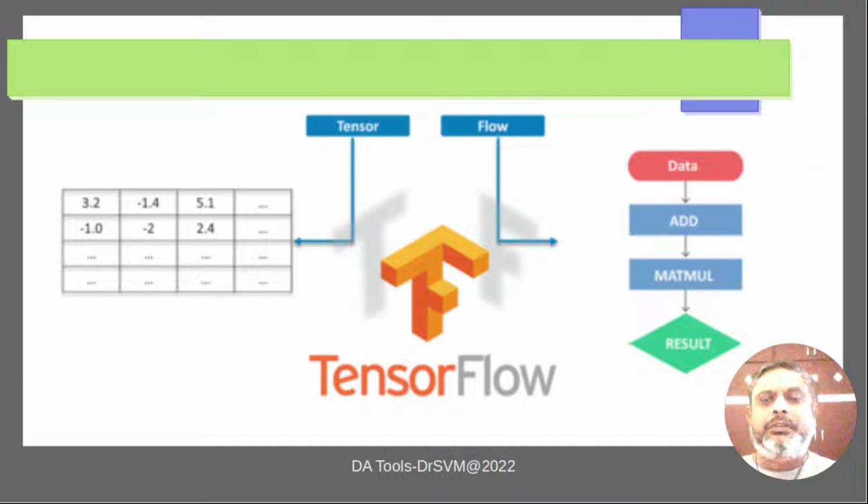Whereas the flow represents the data flowing through the various nodes, and each node here represents a mathematical operation. So the right side of the slide talks about the flow. The data first gets into an addition block, and then gets into a matrix multiplication block, and then finally the result is made available.